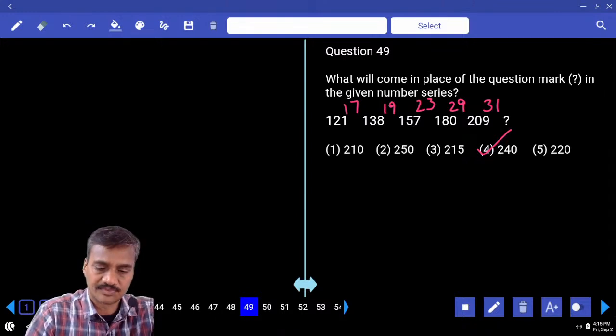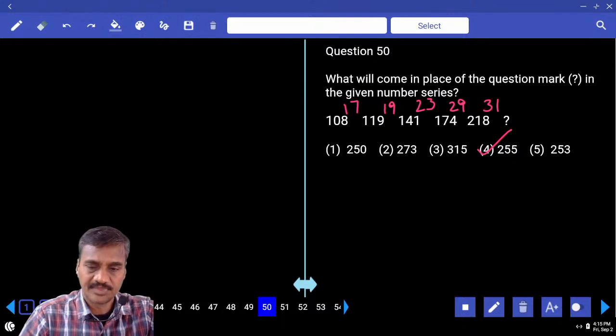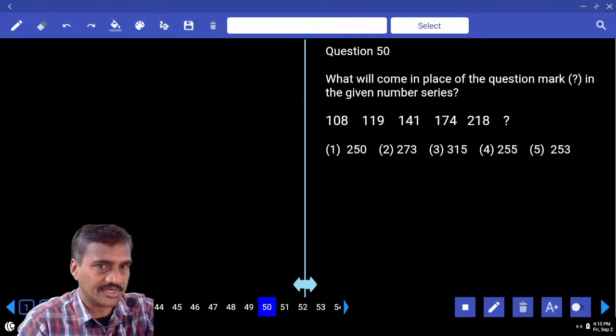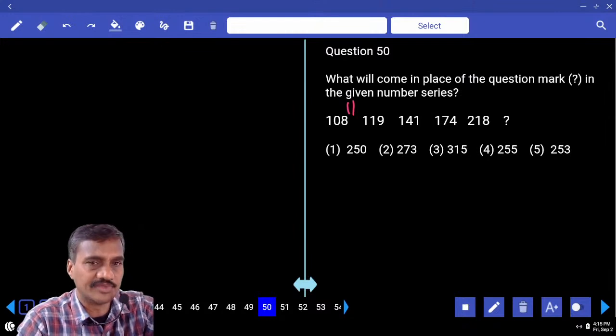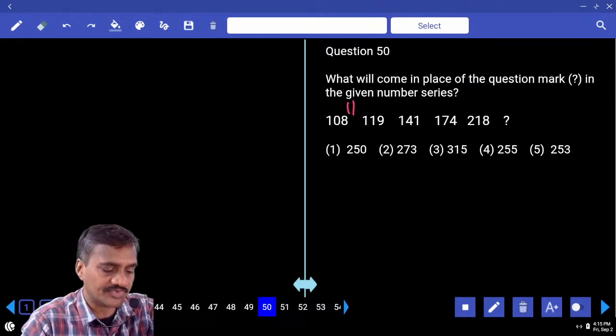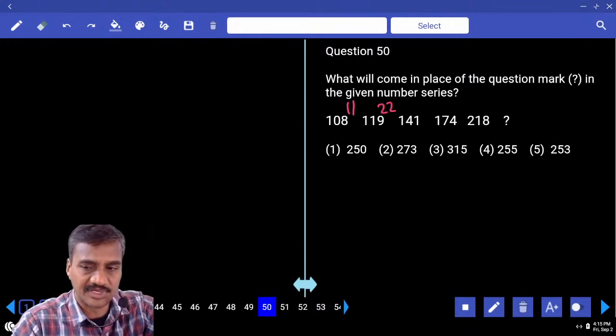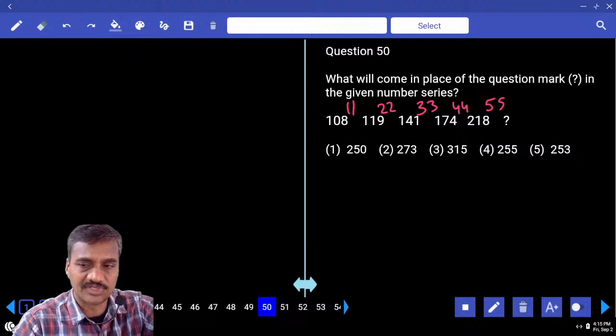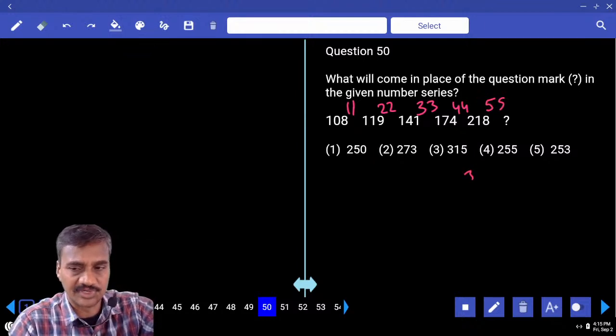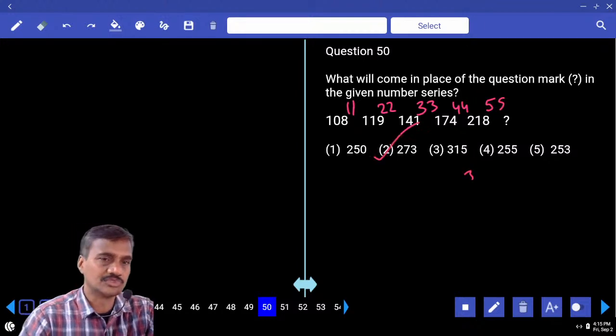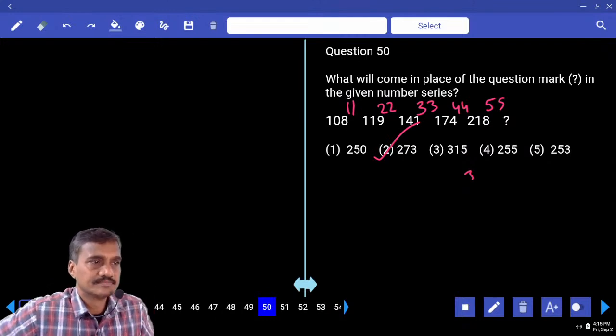240, choice 4. And finally 50, 108 and 119. The difference is 11. 19 and 41, the difference is 22. And next one 41 and 74, 33. 11 into 1, 11 into 2, 11 into 3, 11 into 4, 11 into 5. And 8 plus 5, 13. 21 plus 5, 26 plus 1, 27. 273, choice 2. Clear?